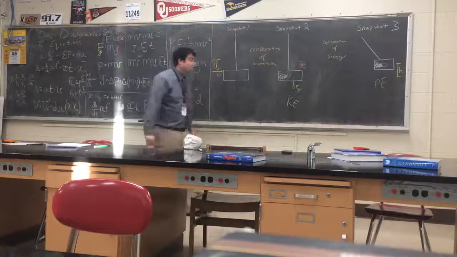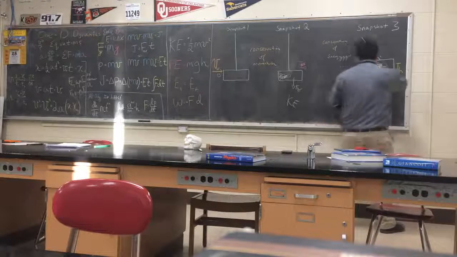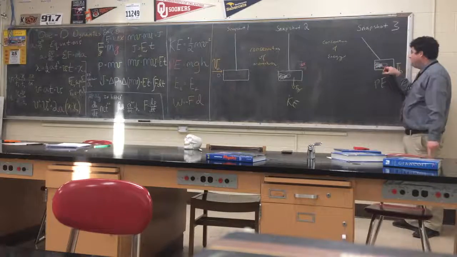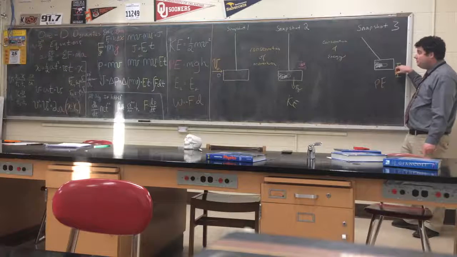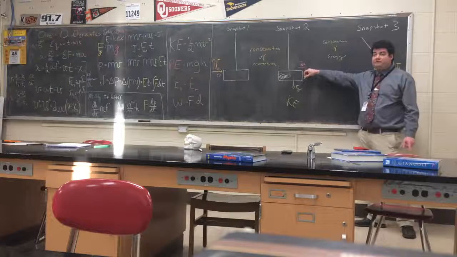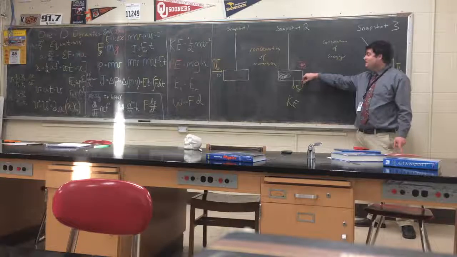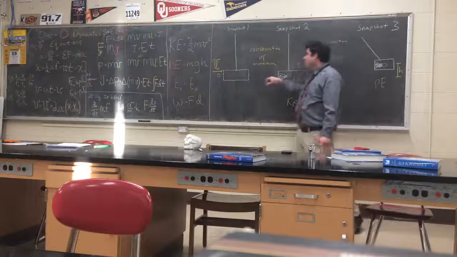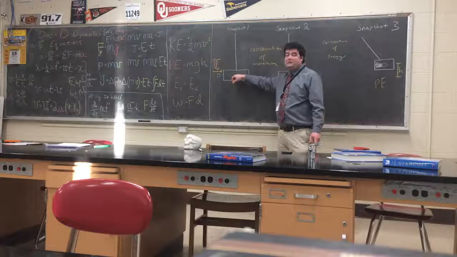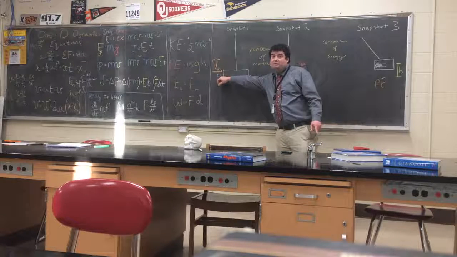So what we'll do, we'll figure out from how high it rose, we'll figure out how fast this block was going once the bullet was in it. Once we know that, we'll use conservation of momentum to figure out how fast the bullet was going before it hit the block.